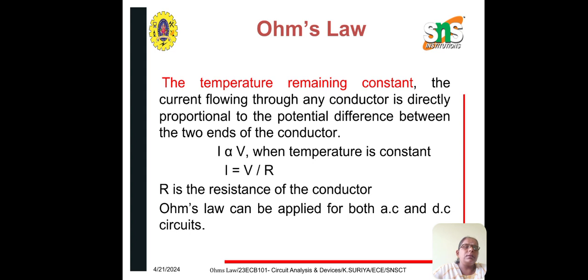So now another definition for Ohm's law is: the temperature remaining constant, the current flowing through a conductor is directly proportional to the potential difference between the two ends of the conductor. Potential difference is nothing but the voltage. So we can say the current I is directly proportional to voltage at a constant temperature. So I is equal to V by R, where R is the resistance of the conductor. Ohm's law can be applied for both AC and DC circuits.